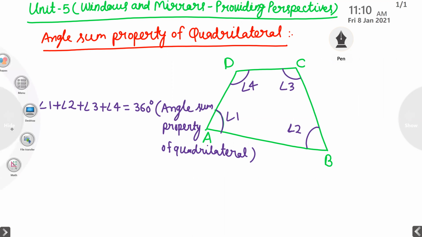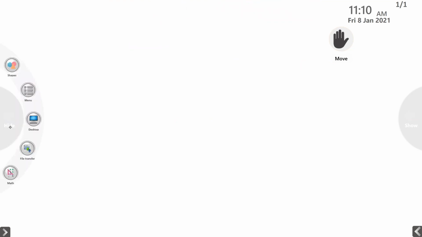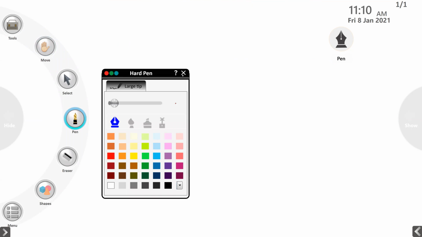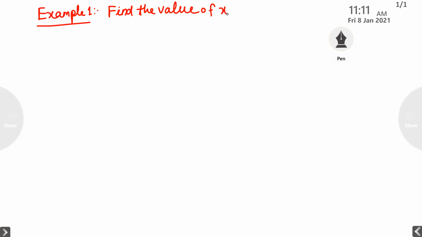Note down example 1. Find the value of x in the given quadrilateral figure.